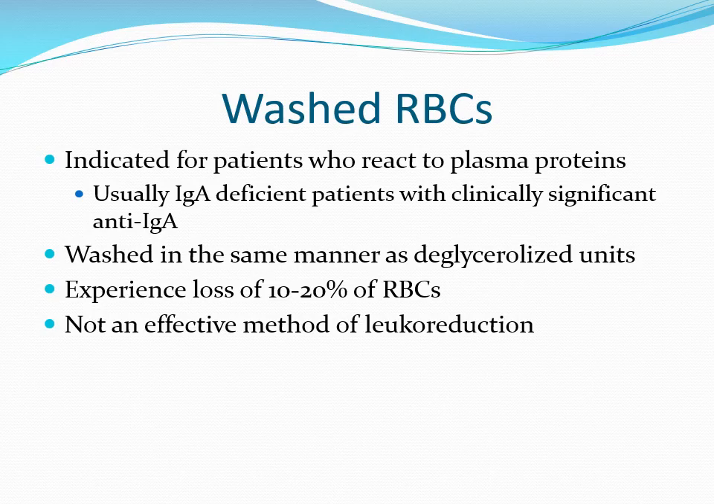We can wash RBCs for patients that react to plasma proteins. These are usually IgA deficient patients with clinically significant anti-IgA. They're washed, again, in the same manner as the deglycerized units. You do experience a loss of about 10 to 20% of RBCs. This is not an effective method of leukocyte reduction, so even if we wash it, we still maintain some of those white cells. And these go from basically rectangular-ish looking bags to odd looking donut bags. So it's interesting to see a wash cell bag. Hopefully I can show you guys a picture.